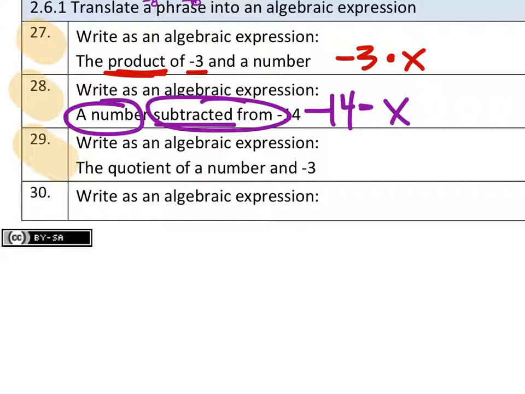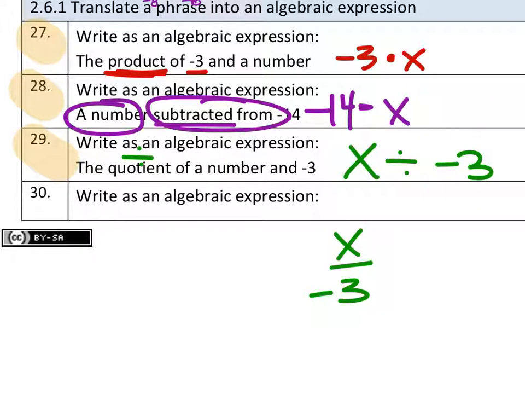Right, an algebraic expression, the quotient. So this is division of a number, so x divided by negative 3. Now, you could have written this as x over negative 3 as well. I'm okay with either one of these. They mean the same thing, so both are good.